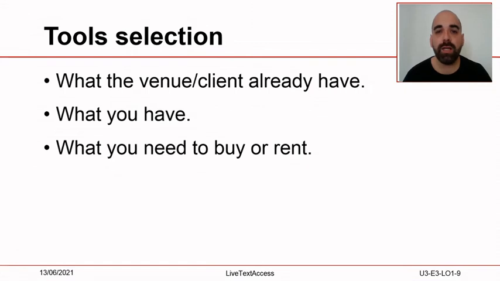Once you have a clear idea of the venue and your workstation, you have to select the best tools to provide the best possible service. First of all, you need to check what is available in the venue or already in the client's possession. For example, you may need a screen and a projector. If the client already has them, you will not need to provide them. If not, you need to bring your own.